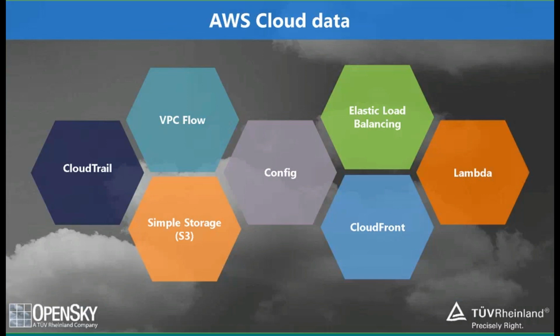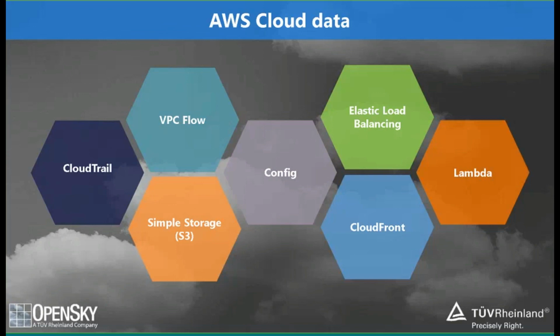When it comes to cloud data, in addition to all of the typical system and technology data, syslog and system logs and that type of information, the cloud service providers like AWS provide a lot of their own data as well. So here on the screen you can see that AWS has things like CloudTrail and VPC Flow and Config and S3 and CloudFront, which are all feeds of data that you can consume.